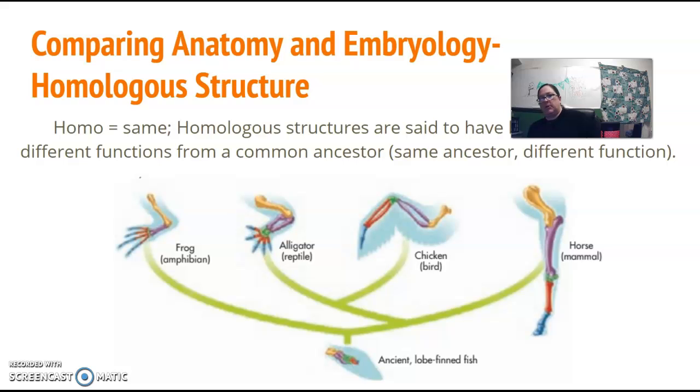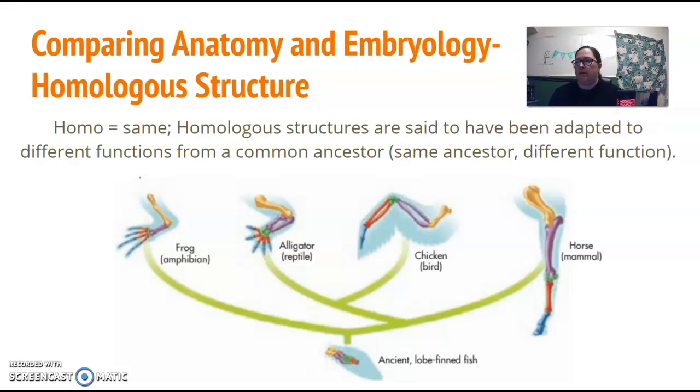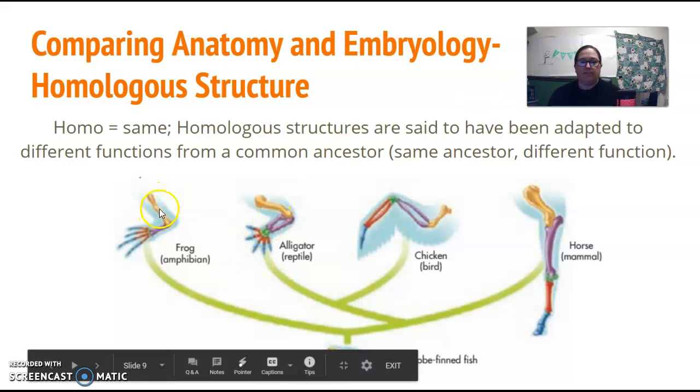Next in the slideshow, comparing anatomy and embryology. So homo is Greek for same. Homologous structures are from the same ancestor. Let's move my picture again. Here we go. But they have been adapted to different purposes. So we can see the color-coded homologous structures here.